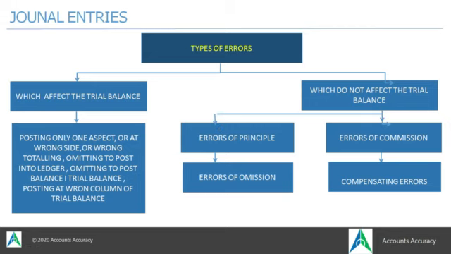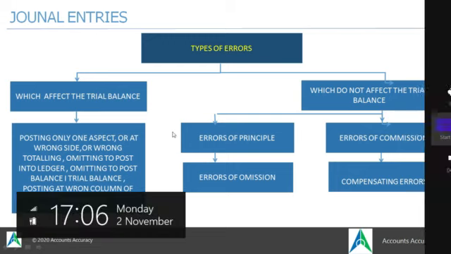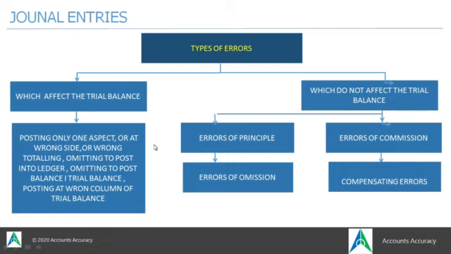Now you should know what sort of errors they actually make. Types of errors which affect the trial balance are posting on the wrong side, wrong totaling, or omitting the ledger. You also make such mistakes in your exams, and you become unable to balance your ledger. Sometimes you make a mistake in totaling your ledgers, and sometimes you forget to post some of the entries in the trial balance. So such errors affect the trial balance.